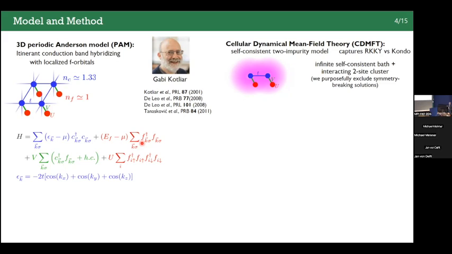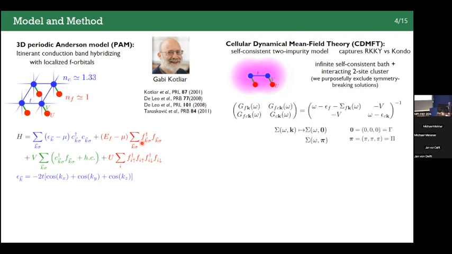between neighboring F electrons. In our work, we purposefully exclude symmetry breaking solutions. So the question of symmetry breaking below the transition, that's outside of what we've studied. And the objects that you compute are the F and the C electron self energies and some hybridization between them.